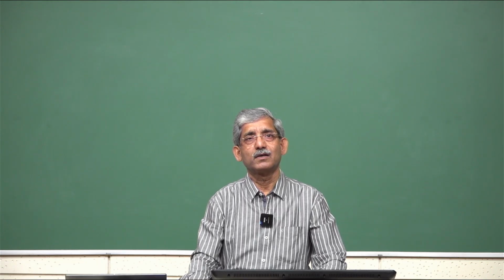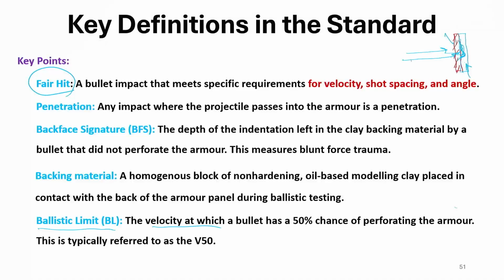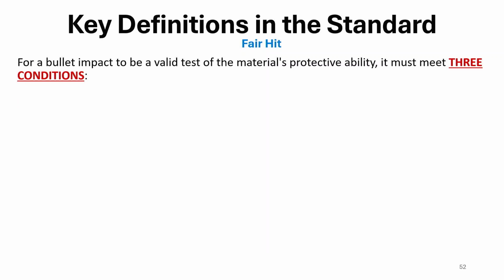Now, we will start to understand this in detail, one by one. First, let us try to understand what a fair hit is. As we have mentioned, in any test there are three conditions for a bullet impact to be valid. If it is not a fair hit, we will not take that hit into consideration; it is not valid.